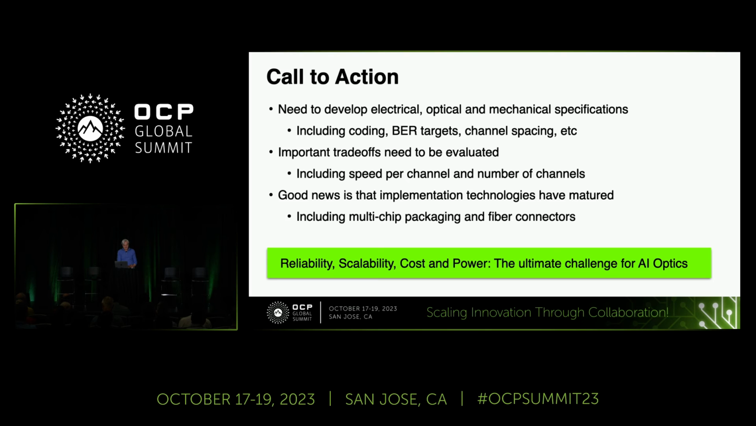to how to get the high bandwidth numbers. The good news is that compared to several years ago, the implementation technologies that allow this new sort of white sheet approach to how to design the best optics have matured significantly. So it is, I would say, more predictable now to make these choices than a couple of years ago when this was still much earlier. So reliability, scalability, cost, and power: the ultimate challenge for AI optics. And you will hear from a lot of interesting companies in this session here today.